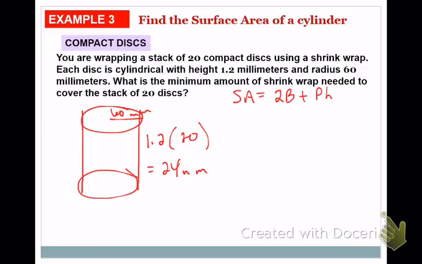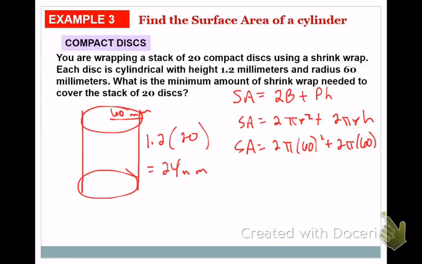Okay? The only difference here is, what shape are the bases in? They're not pentagons now, they're circles. So we would take 2 times the area of a circle, which is pi r squared, add into it the perimeter of the circle, but we don't call it the perimeter, we call it the circumference, so 2 pi r, and then multiply it by the height h. And now, we just plug in what we know. R is 60. And then the height of this cylinder, like we said, is 24.